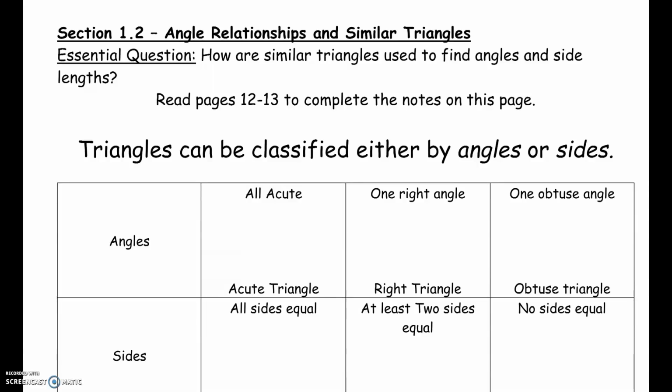This video is going to talk about how similar triangles are used to find angles and side lengths. If you haven't done so already, please read pages 12 through 13 to complete the notes on this page.